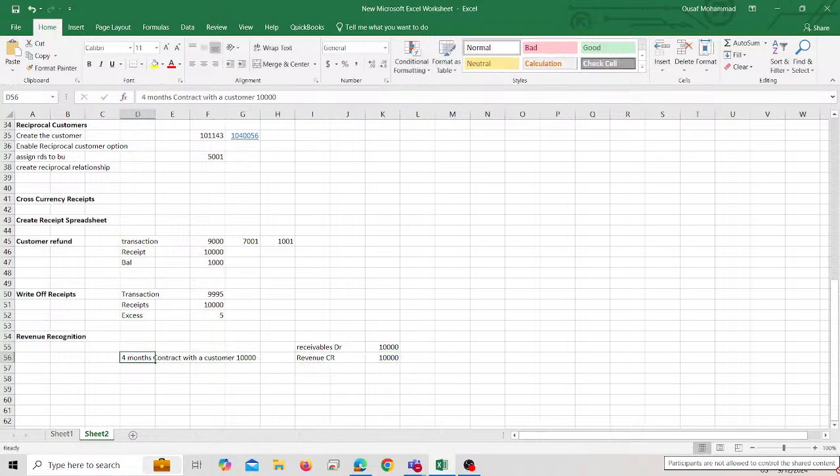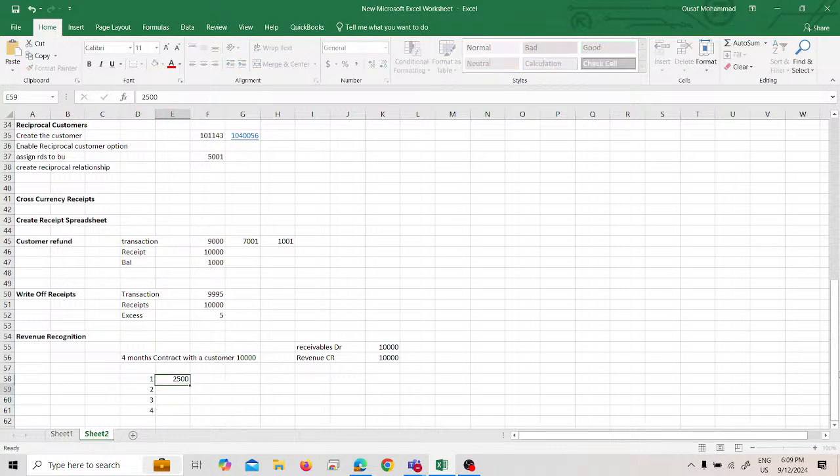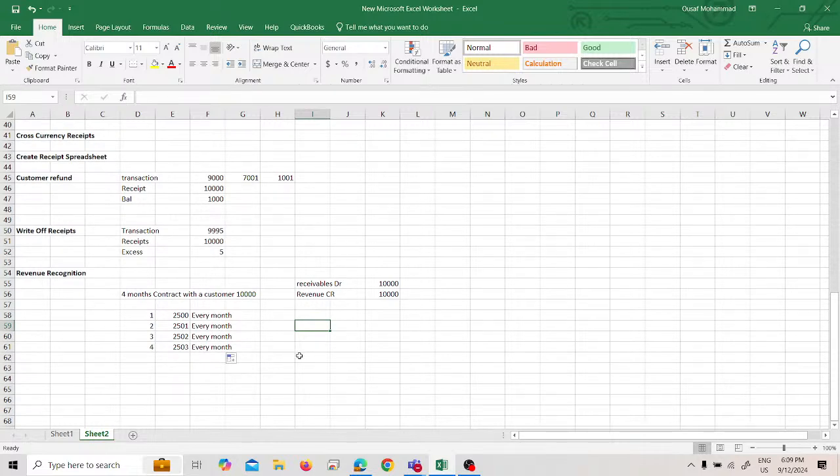Now suppose we are doing revenue recognition, and there is a four-month contract with a customer of $10,000. We are going to bill the customer in 4 equal months, about $2,500 per month. So every month we are going to bill this. How will this transaction be recorded every month? Suppose the first bill will be given like that, in January.